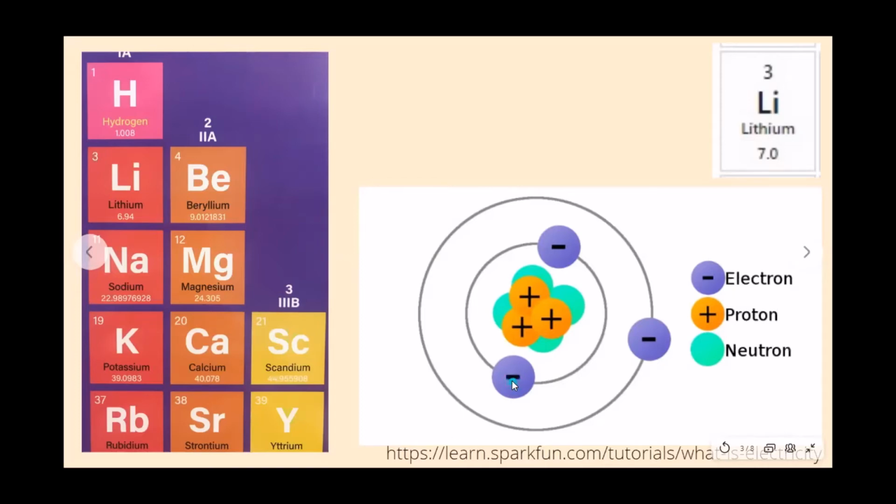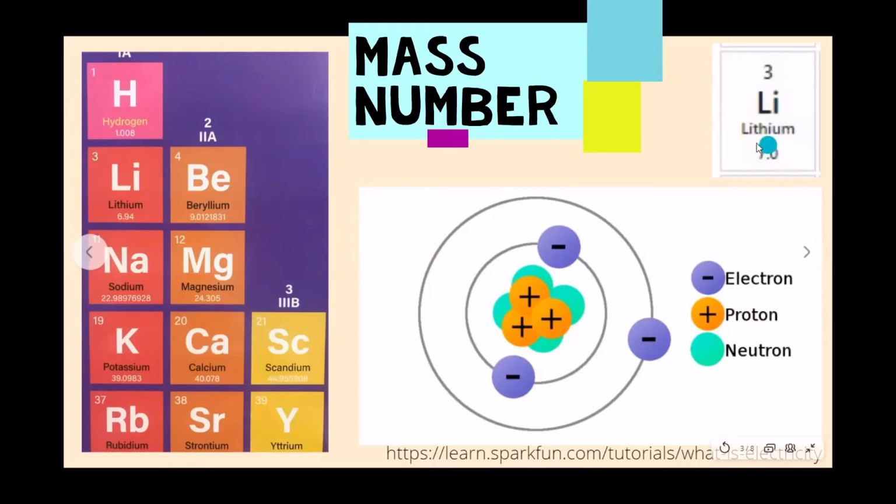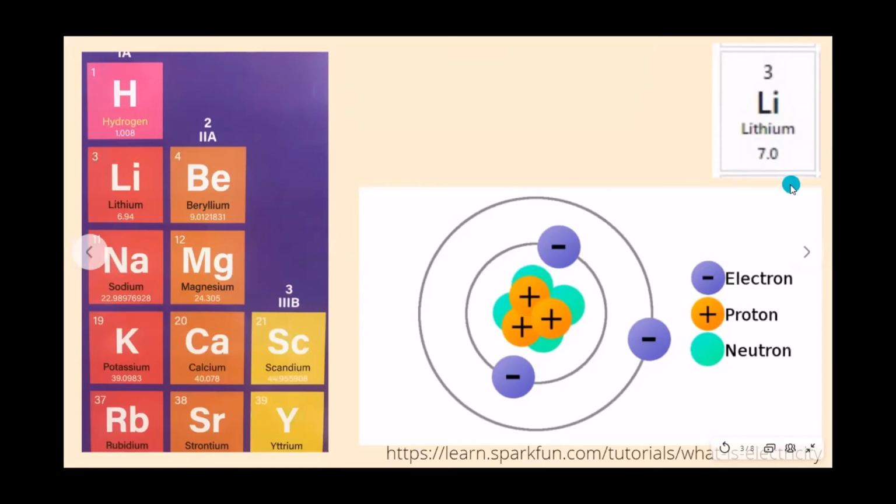Neutrons are also found in the nucleus. They have a similar mass to a proton, but they do not have a charge. So the larger number on the periodic table gives us the number of protons plus neutrons in the nucleus. So for lithium, this number is 7, which means that there are 7 subparticles within the nucleus.